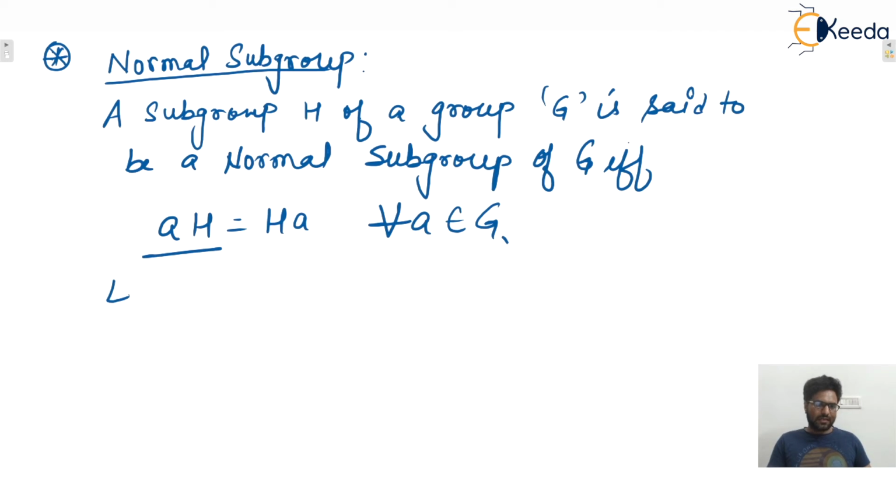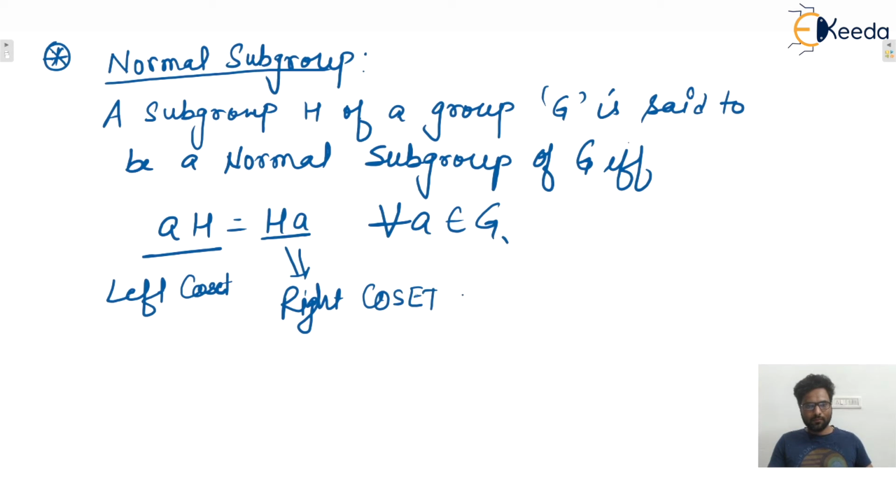That means this is the left coset and this one is the right coset. Isn't it? That means if the left coset equals the right coset for every element A belonging to the given group G, then we say that subgroup is known as a normal subgroup.